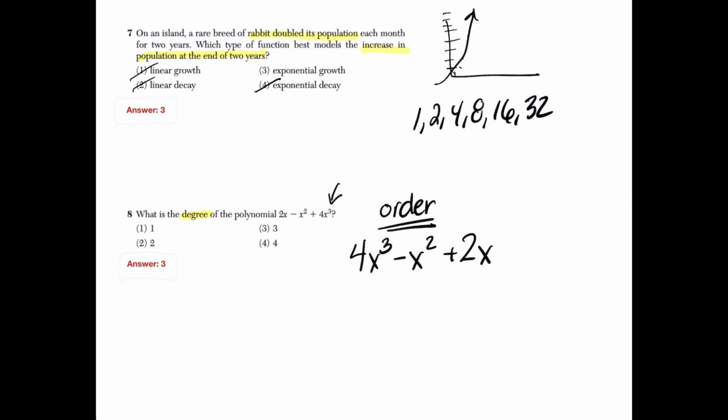Because even though we can't see it, it will just be x to the first power. So this is the greatest one right here, the greatest degree. So that is why it is 3. Okay, that is the degree. Hit pause and jot this down into your notes.